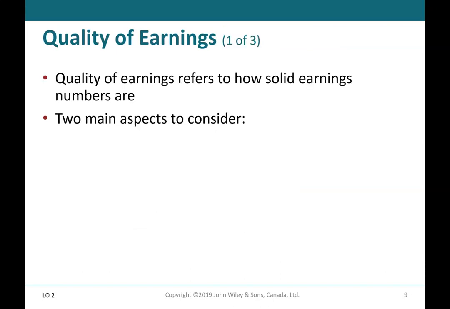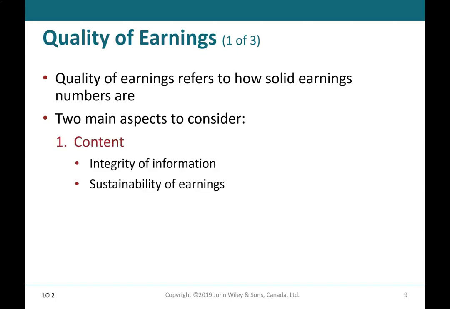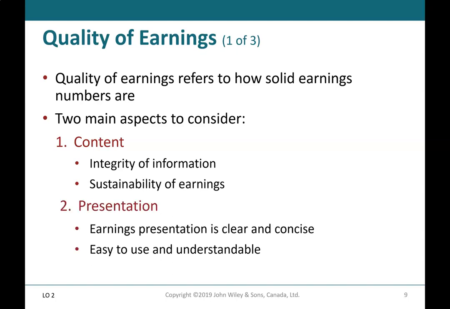Quality of earnings, 1 of 3. Quality of earnings refers to how solid earnings numbers are. There are two main aspects to consider. 1. Content: integrity of information and sustainability of earnings. 2. Presentation: earnings presentation is clear and concise, easy to use, and understandable.